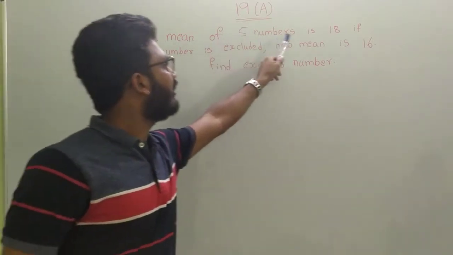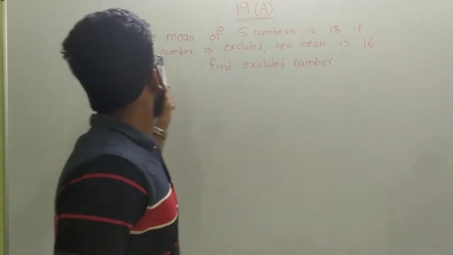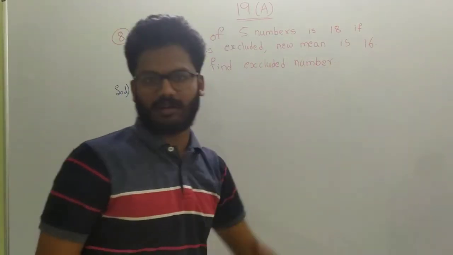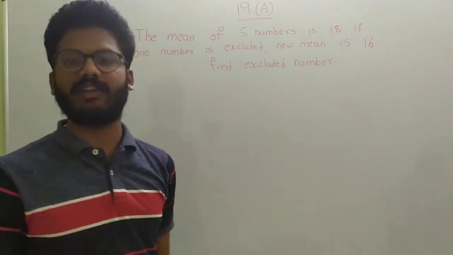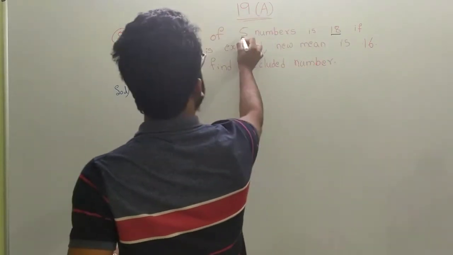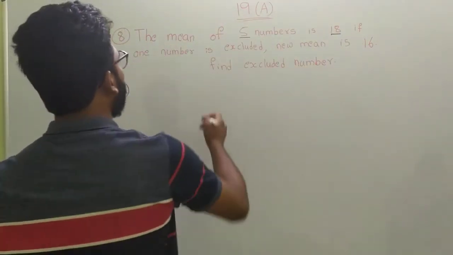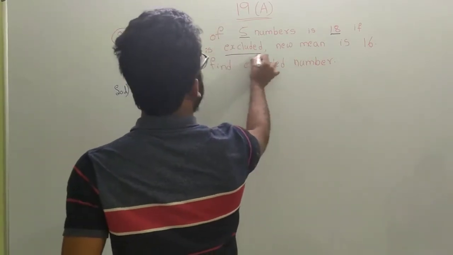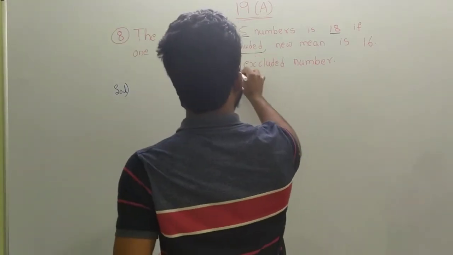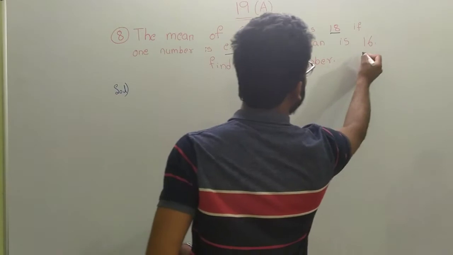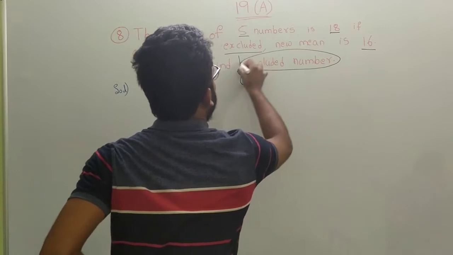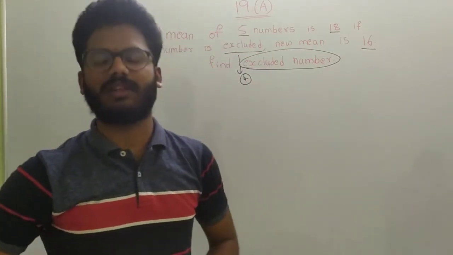See what they give. The mean of 5 numbers is 18. If one number is excluded, the mean will become 16. What we have to do is find the excluded number. Which number is removed? They gave the old mean. How many observations at that time? We have 5 observations. Then one number is excluded, nothing but removed. So the remaining will be 4 observations. For those 4 observations, mean is 16. You have to find the excluded number.